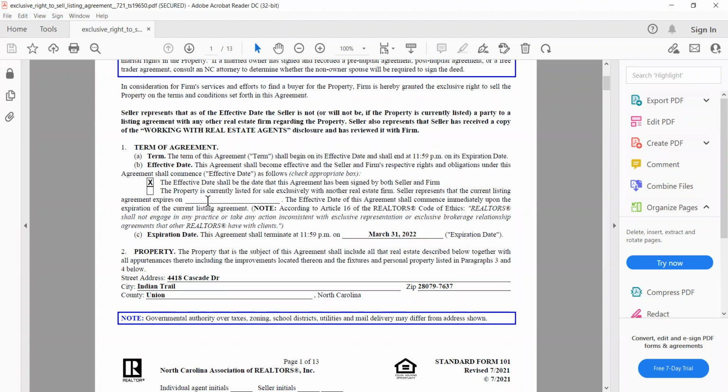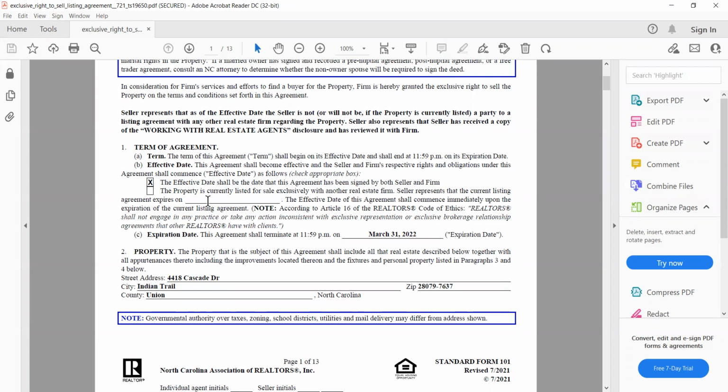Now, if that's the case, they got a note down here, the Code of Ethics, excuse me, and it's giving you a note that realtors shall not engage in any practice or take any action inconsistent with exclusive representation or exclusive brokerage relationship agreements that other realtors have with clients.